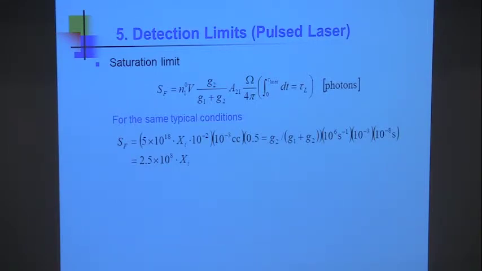Now you might say, well, I could do even better. Let's go to the saturation limit. I'm going to send in more photons. I've got a joule. I don't need 10 microjoules.